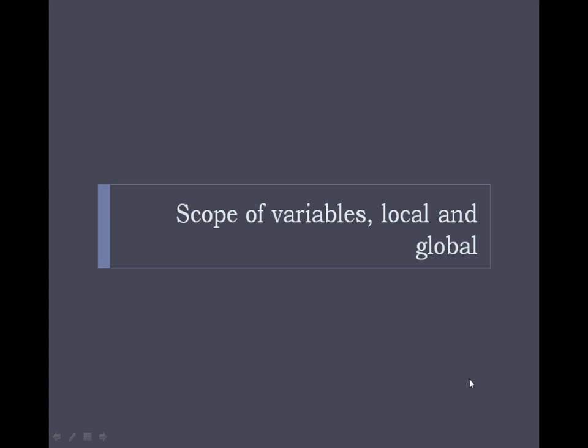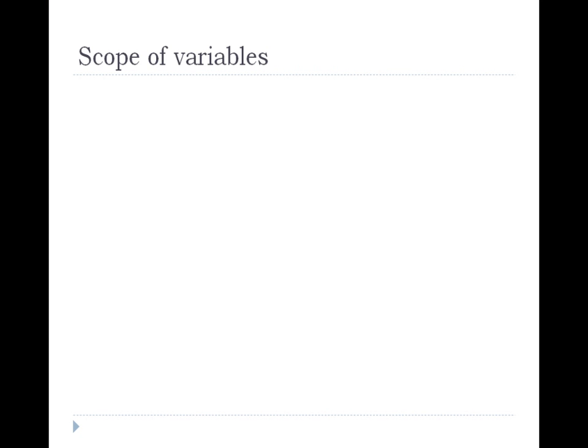Welcome back to the quick start guide of C. In this series of videos, we are talking about how we can make a tic-tac-toe game, and in the process, we are trying to learn about the essential concepts of C programming. Today, we are going to cover something extremely important that's called scope of variables, local and global variables.